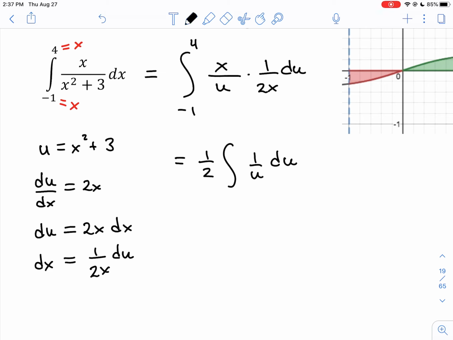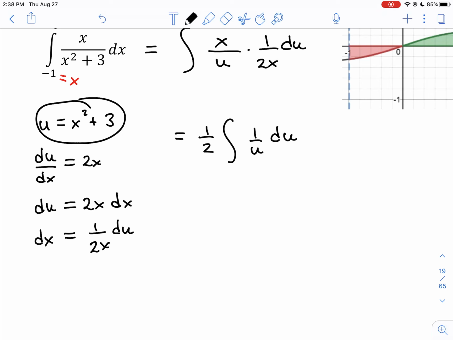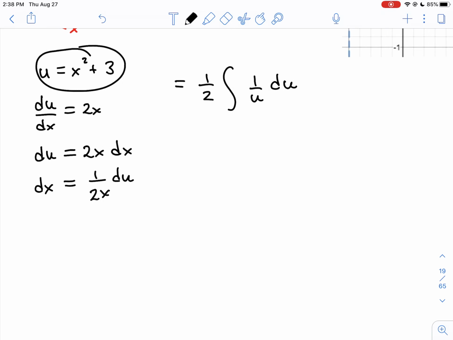There's an alternative approach. At the very same step, where the differential is no longer dx, it's now du, it's appropriate to change the limits of integration to new numbers. And the key is this: u equals x squared plus 3. All right, so I'm going to make a little table down here, x against u.